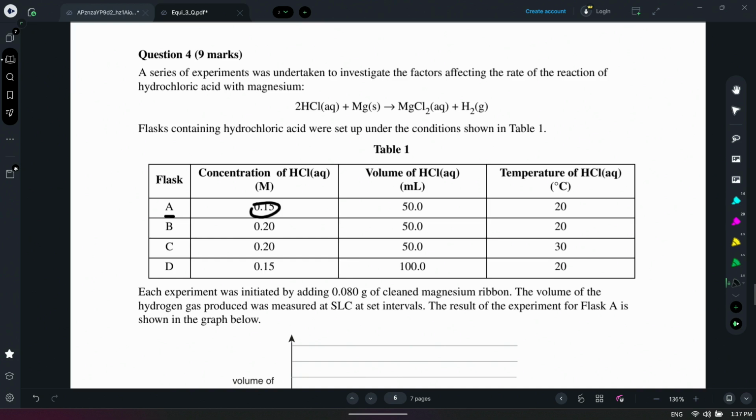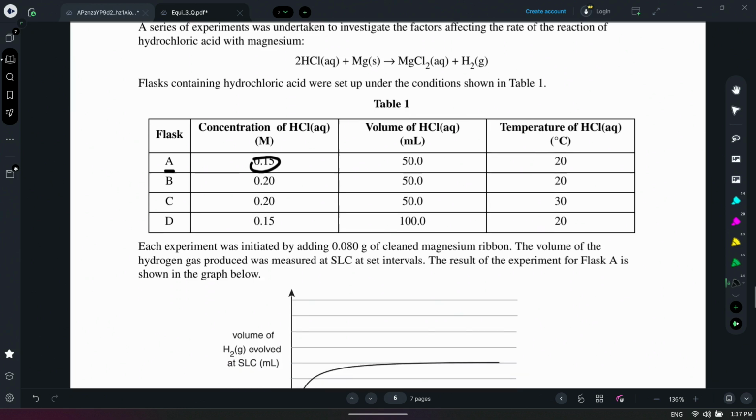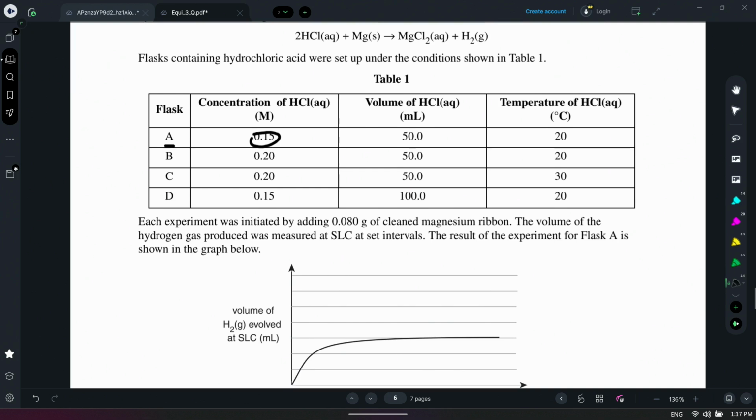So according to this, you see that they change the control variables. No, the independent variables change. Sometimes the variables are not controlled; in some cases, it's everywhere. Anyway, in flask C, you have hydrochloric acid which is 0.2 M, volume 50, and a different temperature. So the conditions are not consistent here, but let's see what we can do about this.